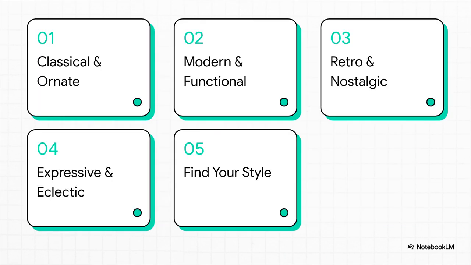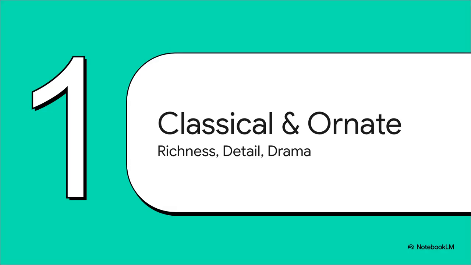So here's our game plan. We're going to look at the classical and ornate, the modern and functional, dip into some retro and nostalgia, get a little expressive and eclectic, and then, most importantly, talk about how you can find your own style in all of this. Let's dive in. First up, let's get into the classical and ornate. We're talking about styles that are steeped in history. They're all about richness, incredible intricate detail, and a serious dose of drama.